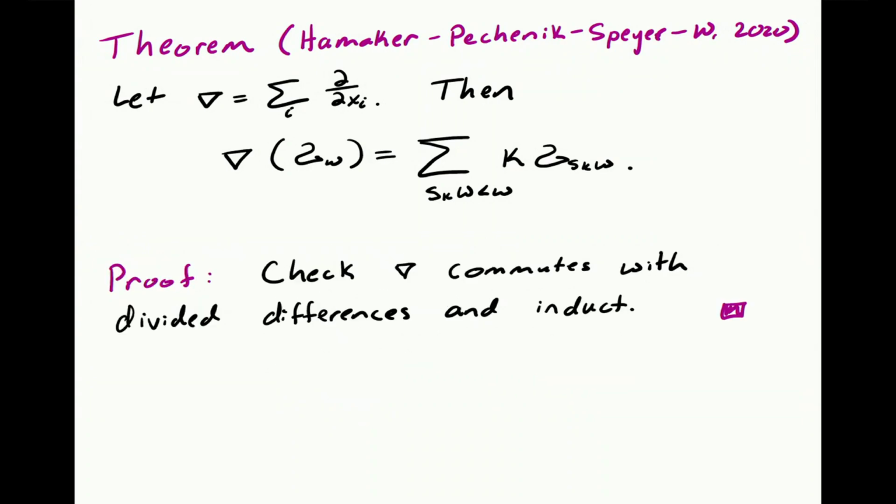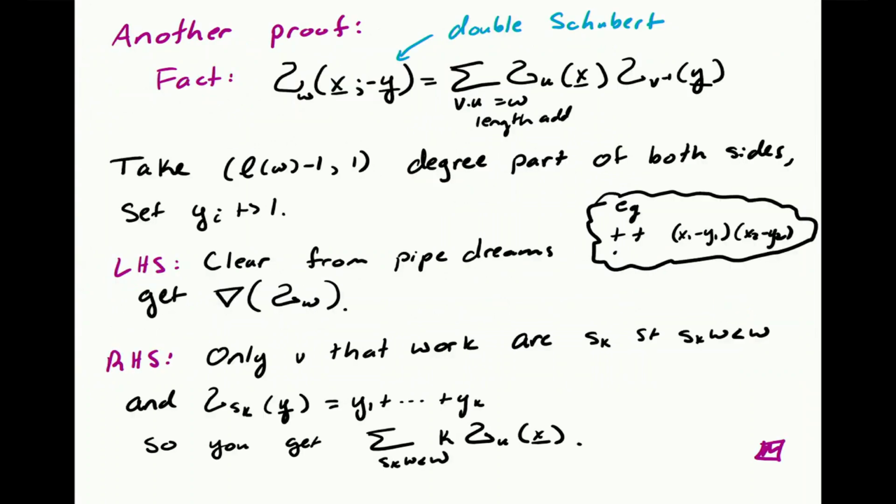Okay. So the proof that I was hoping that you would do is to check that this operator commutes with divided differences and then use induction. So that's a very simple proof. I wanted to just give a non-simple proof just because I like it. It's not hard. It just requires more machinery than is strictly necessary for this. This is maybe going to be a very fast non-simple proof.